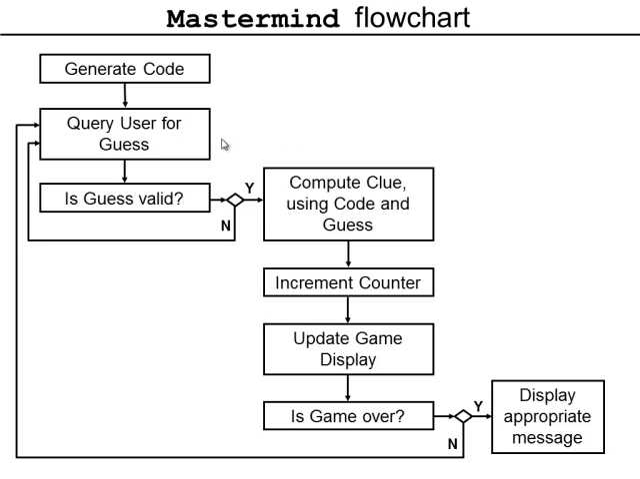If it is a valid guess, the computer computes the clue to return. In other words, the right color, right place, the right color, wrong place, using the real secret code and the guess. Then it increments a counter.